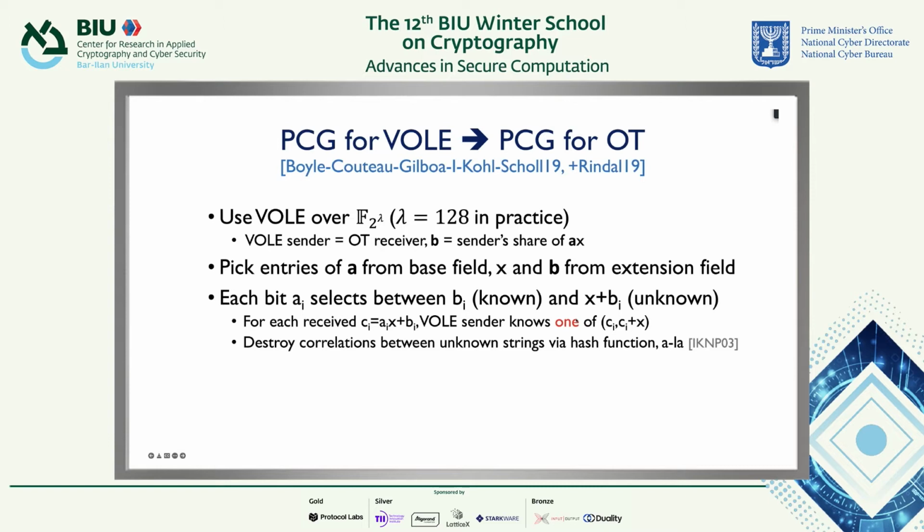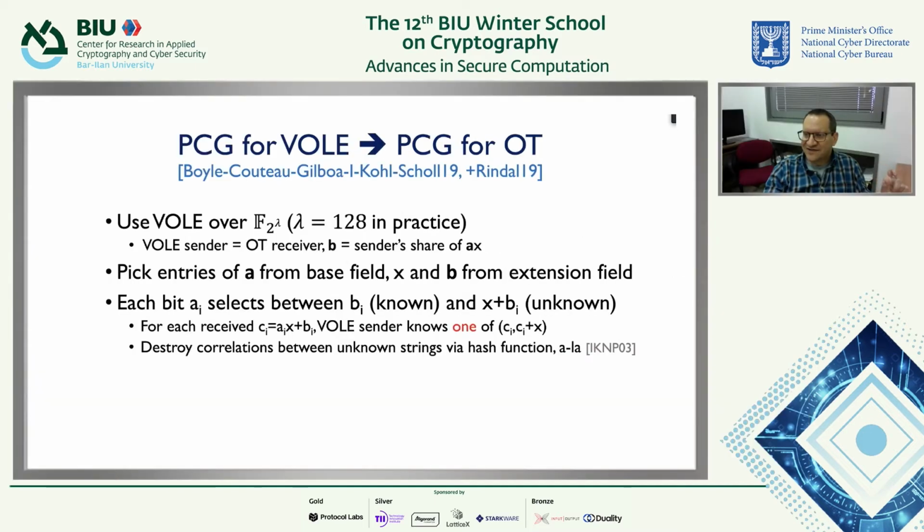Then the Vole sender knows exactly either CI, in case this is BI, or CI plus X in case the Vole receiver Bob gets X plus BI. So we are in a situation where Alice knows exactly one out of two strings that are known by Bob. These two strings have the same offset x between them. So the XOR of each pair of strings is the same x, which is unknown to Alice. But Alice knows one of them and she knows which one.